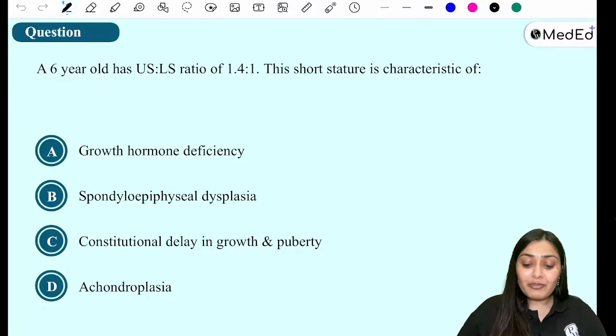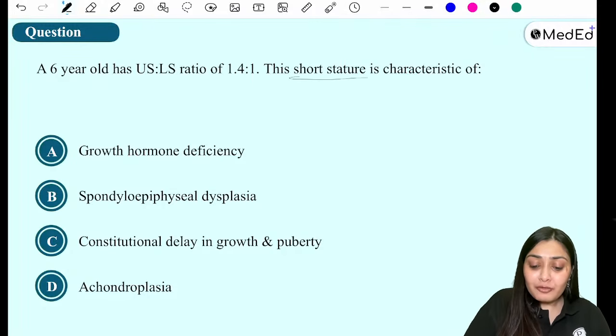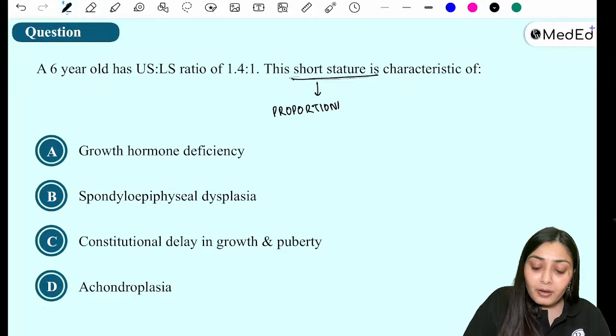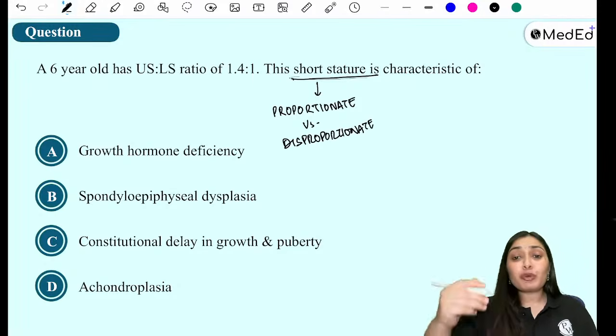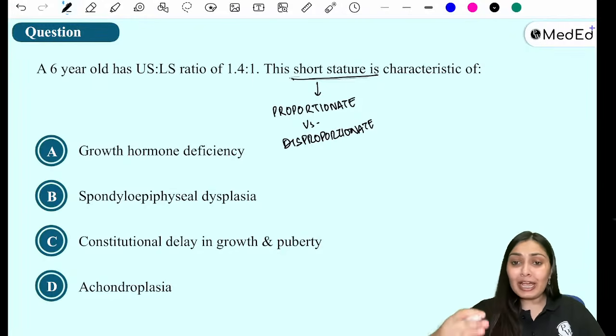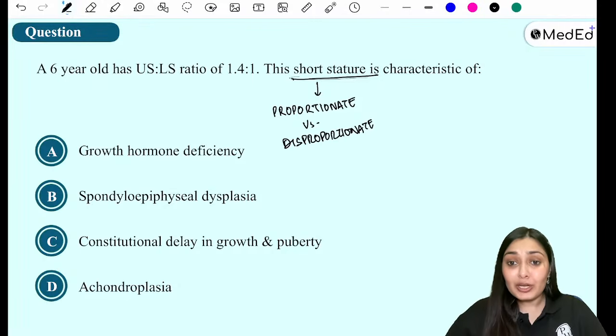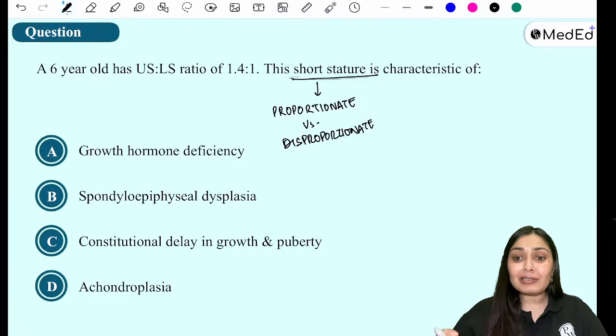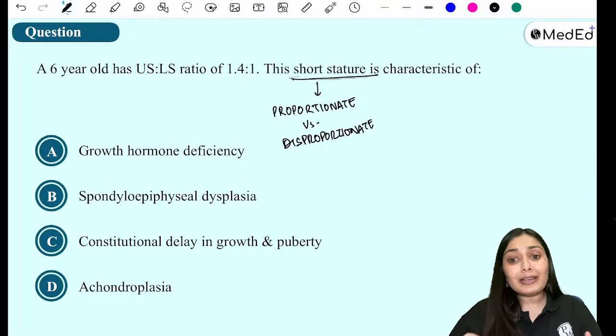So remember, whenever we are evaluating short stature, the first step here would be to know whether this is a proportionate short stature or a disproportionate short stature. Right? So proportionate means proportionately the child is short. The upper segment, lower segment, the entire body is affected equally. Proportionately the child is short. Disproportionate means either the trunk is short, short trunk dwarfism, or the limbs are short, short limb dwarfism.